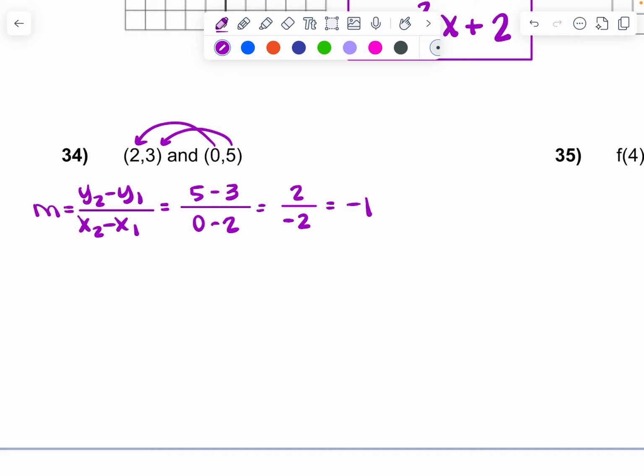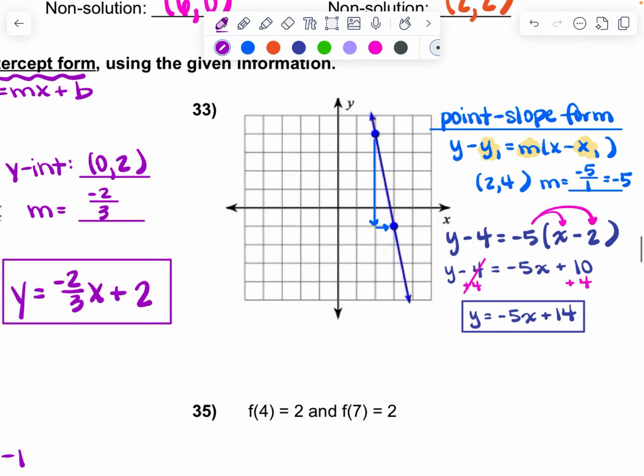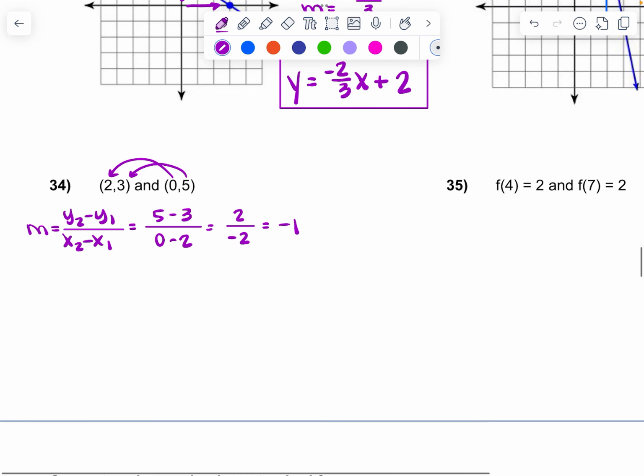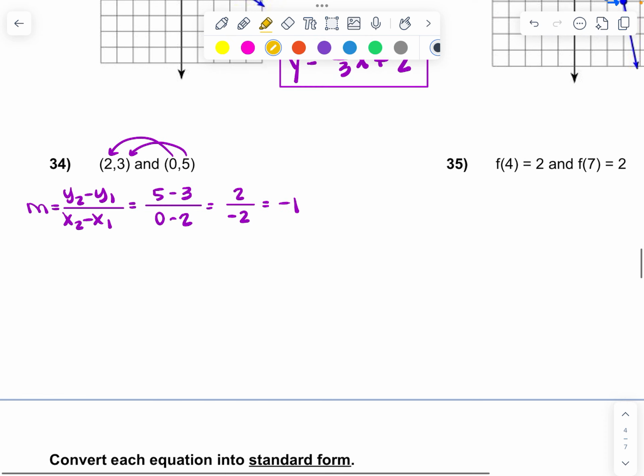Now, here's the really awesome thing. If you want to do point-slope form from here, like we just did up here, you totally can. However, the really awesome thing, if you happen to catch it, is this guy right here. He's the y-intercept.